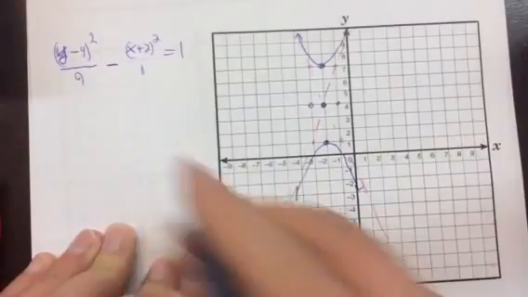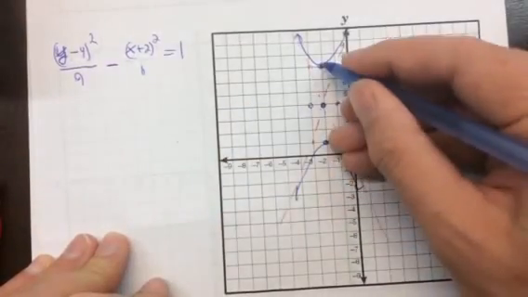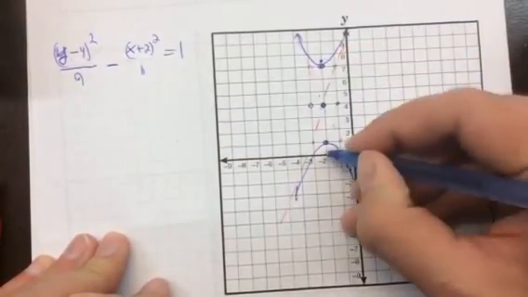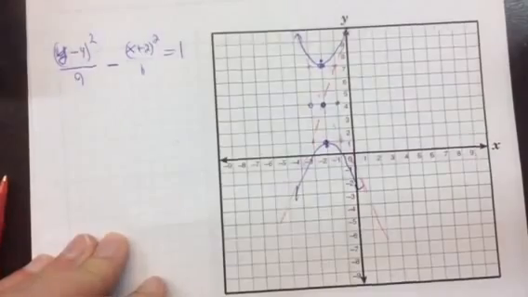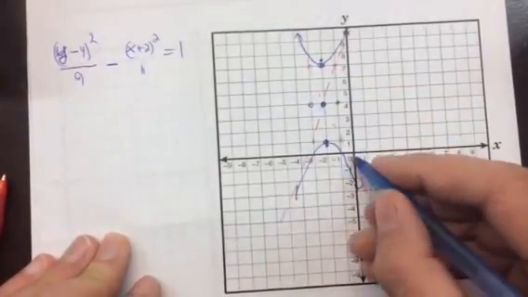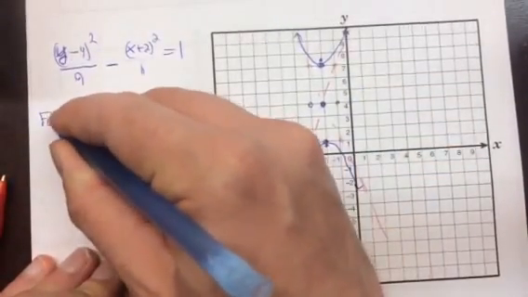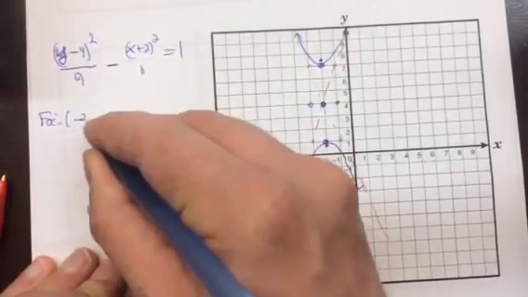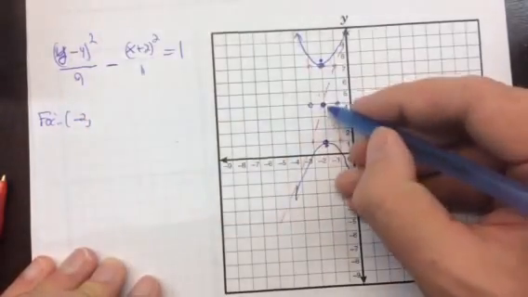Great. We could also find the foci. It would be square root of 10 up from the center. Square root of 10 is just a little bit bigger than 3. And so these points, these are the foci, would be negative 2 comma, what is this point?